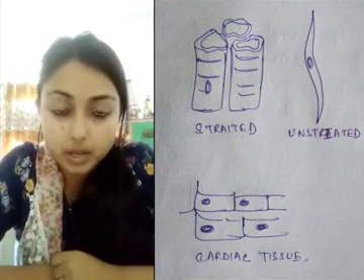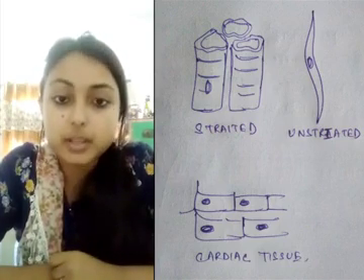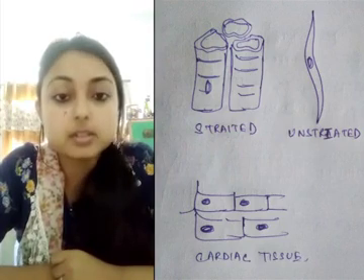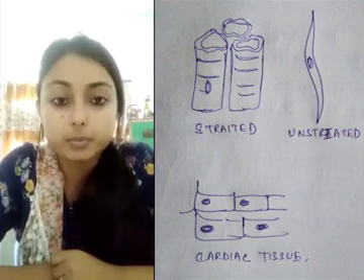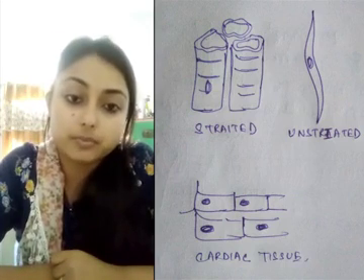Next comes the bone. Bones are hard porous tissue. They have a good supply of blood vessels and nerves. I repeat, bones are hard porous tissue. They have a good supply of blood vessels and nerves.